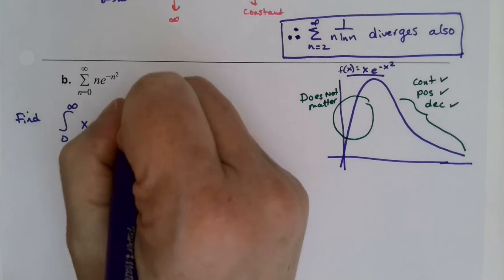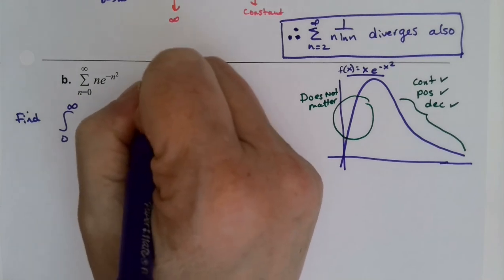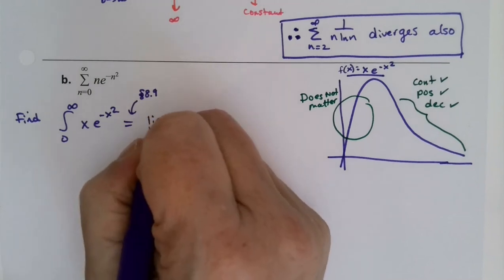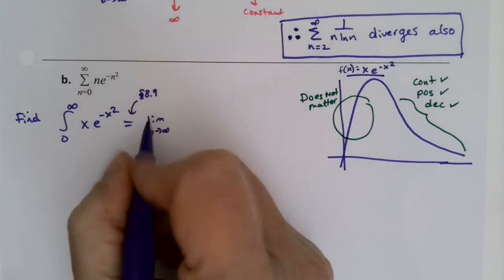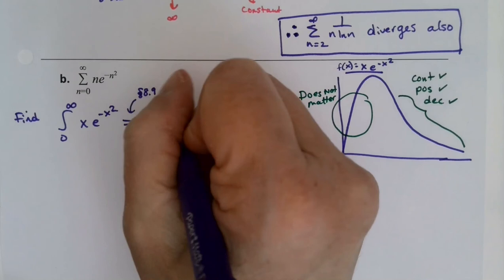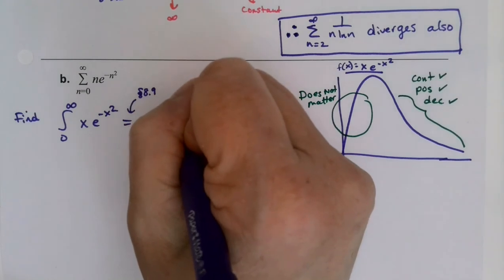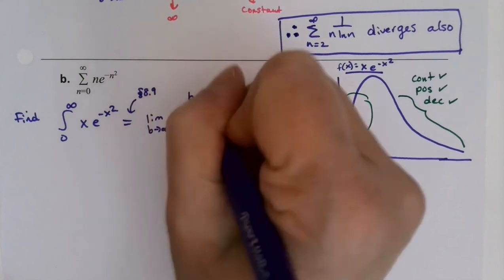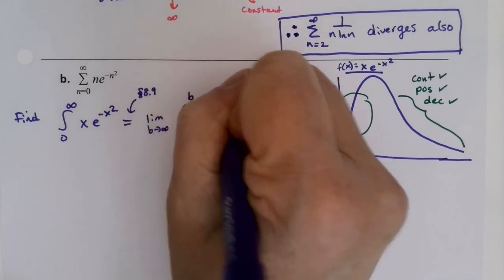Okay, but we learned in section 8.9 that we don't write them like that. We write them as the limit as b goes to infinity. And it doesn't have to be b. It can be pretty much any letter you like other than x. So of the integral 0 to b x e to the negative x squared.